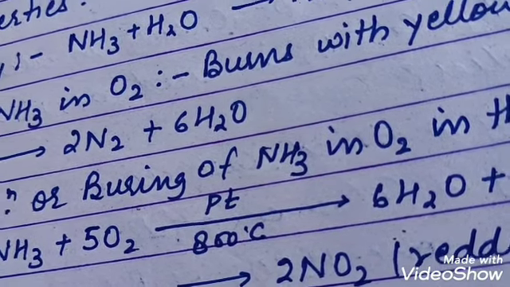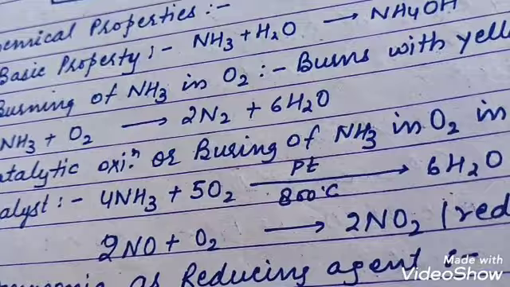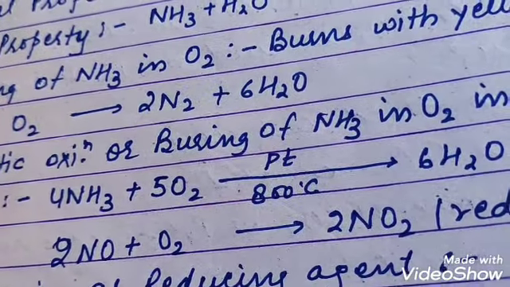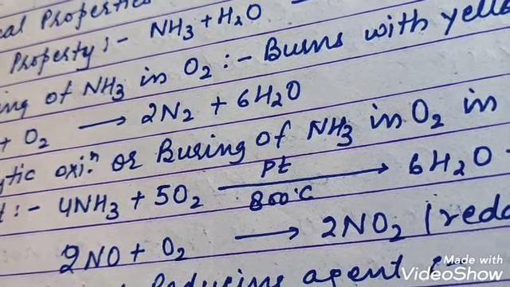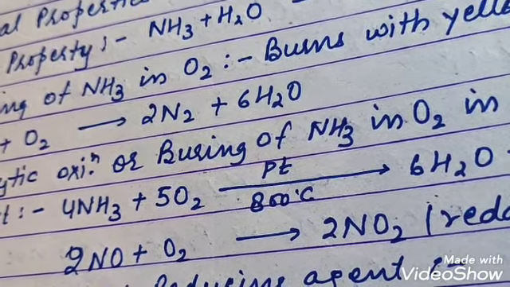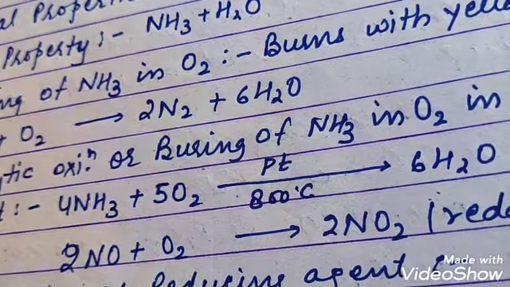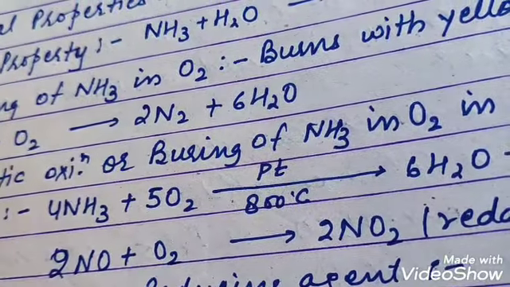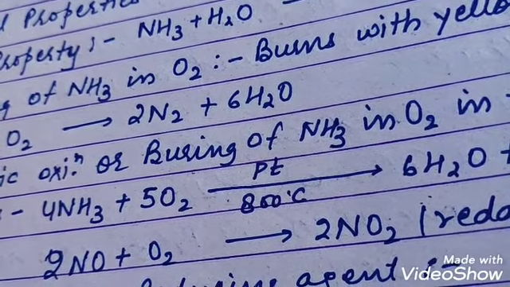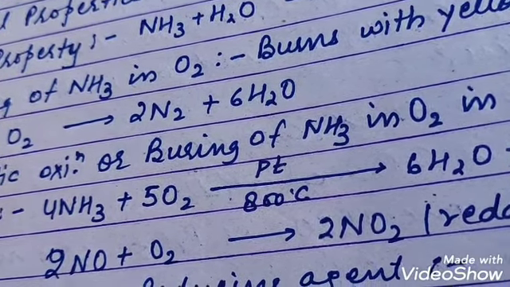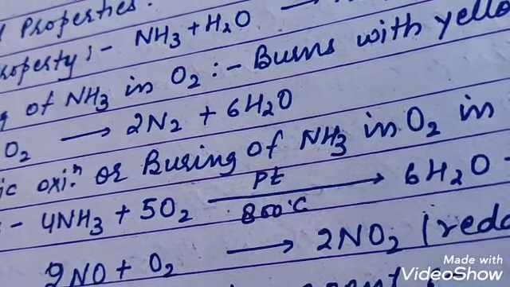One is very important, Nessler reagent, that is K2HgI4. Open your book and see. K2HgI4 is called Nessler reagent. When you add this to an ammonia solution, a brown ring will form. Brown ring. This test we will perform in our lab when school opens. Nessler reagent.